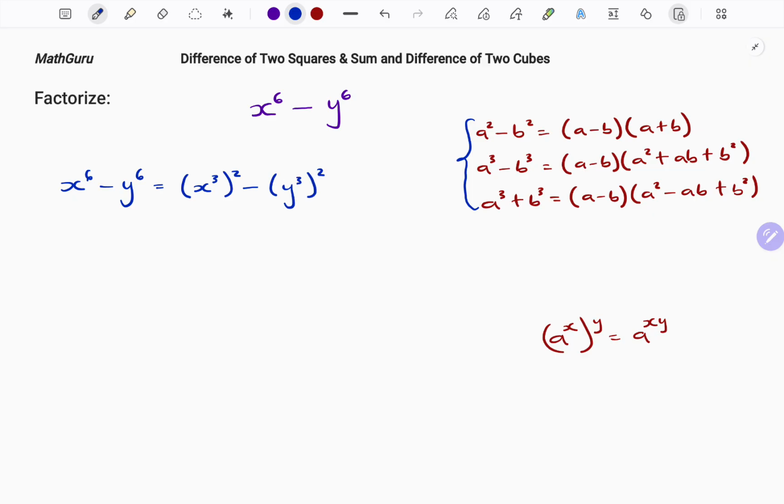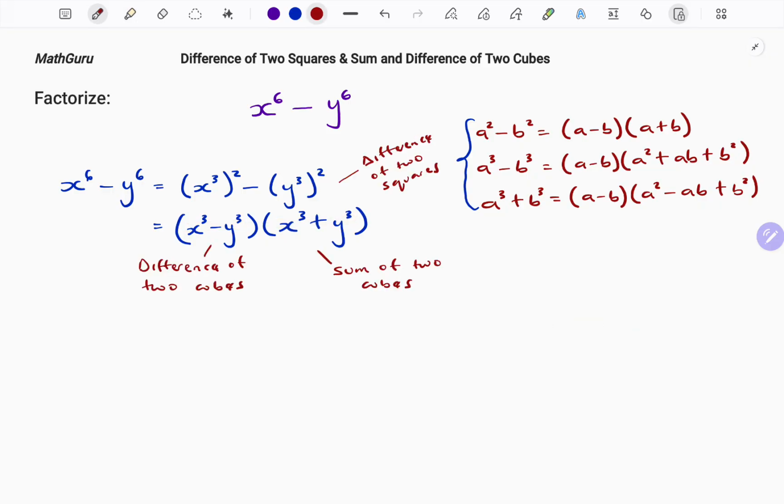Therefore, that's going to be the difference of two squares, x cube minus y cube multiplying x cube plus y cube. So if you look at what I have in the bracket, that is the difference of two cubes and the sum of two cubes. So the first expansion I did, this was my a and this my b, and I was able to use the expansion shown.